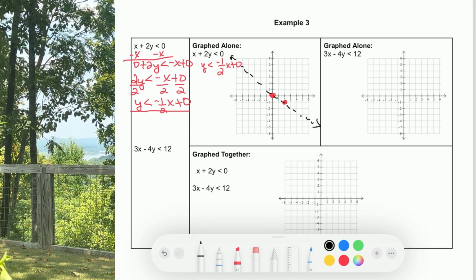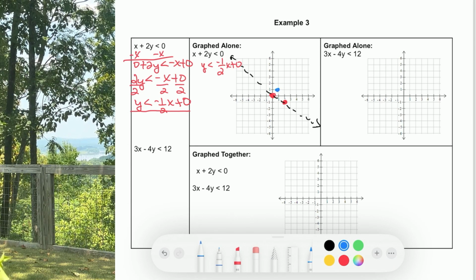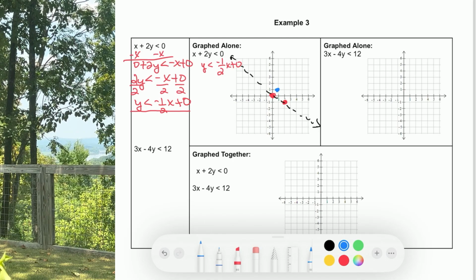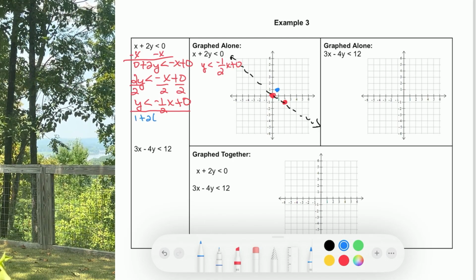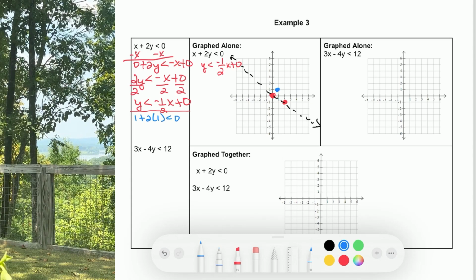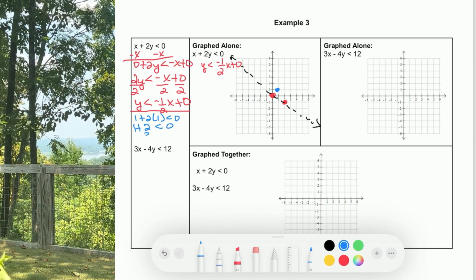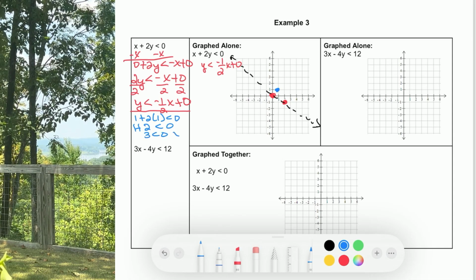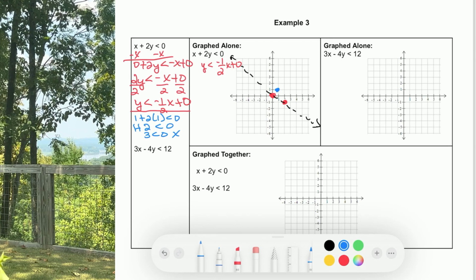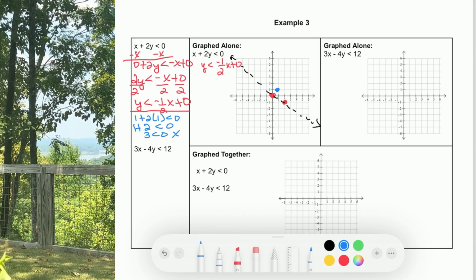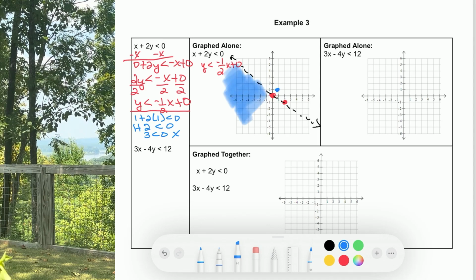All right, now that we've done that one, I can tell that if I use 1, 1, that'll help me figure out which side to do my shading. So let's do that here. 1 plus 2 times 1 is less than 0. 1 plus 2 is less than 0. 3 is less than 0. That's not true. So that means our shading needs to go on the other side of our line. So let's do that. Let's do blue.